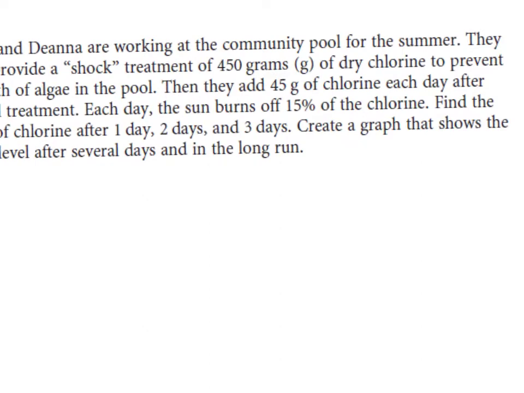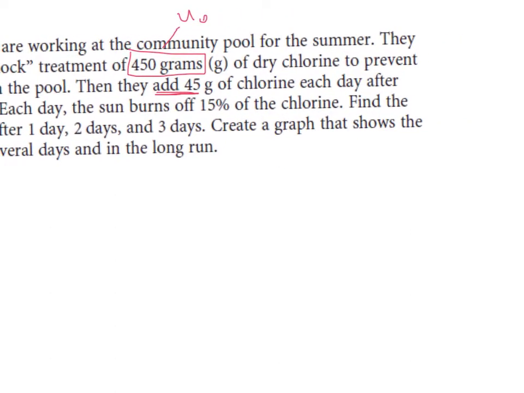Okay, so to start us off, we always want to identify key information in a text. So first of all, this 455 grams, that's our starting value. That's our U sub 0. The next thing that we're told is that we're going to add 45 grams each day. And then lastly, we've got the 15% that gets burned off. If it is being burned off, that means that it is going away or it's decreasing. So think of that kind of like a decay factor.